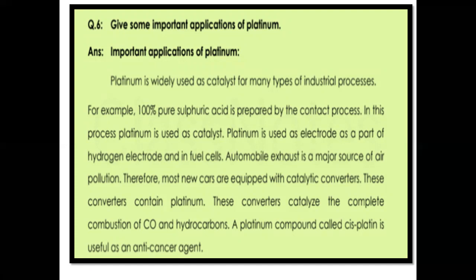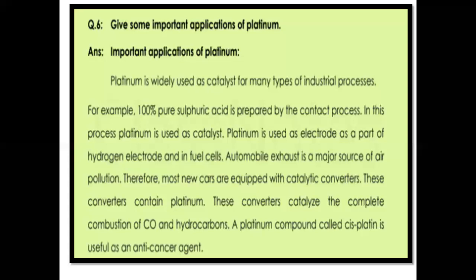For example, 100% pure sulfuric acid is prepared in industries by a process called contact process. In this process, platinum is used as a catalyst. Platinum is also used as an electrode, as a part of the hydrogen electrode, and in fuel cells. Automobile exhaust is a major source of air pollution.